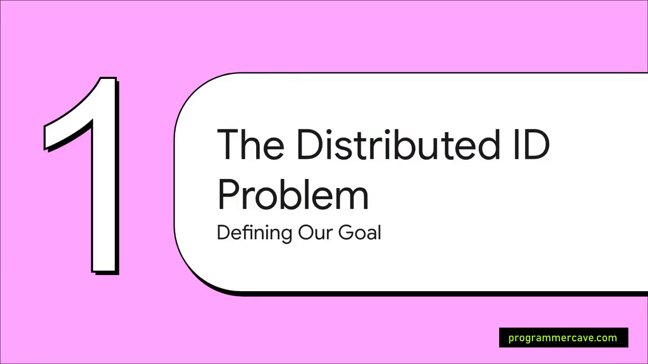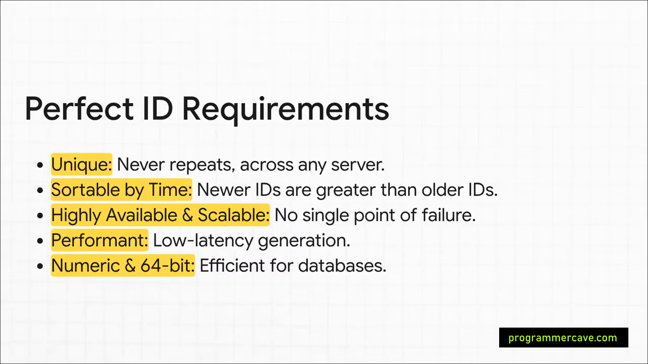Before we start looking at solutions, we've got to define the finish line, right? What does a perfect ID generation system actually need to do? Let's lay out the rules of the game. Okay, so our perfect ID has 5 key traits. First, and this is non-negotiable, it has to be absolutely unique. No duplicates, ever. Second, it needs to be sortable by time. This is a huge deal for databases because it makes looking up data by when it was created incredibly fast.